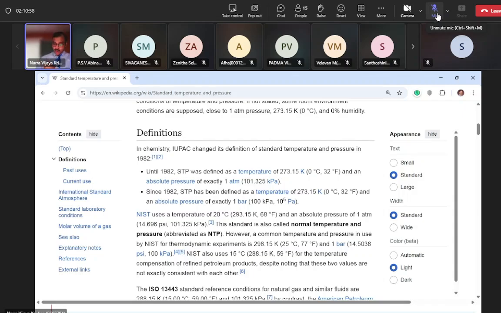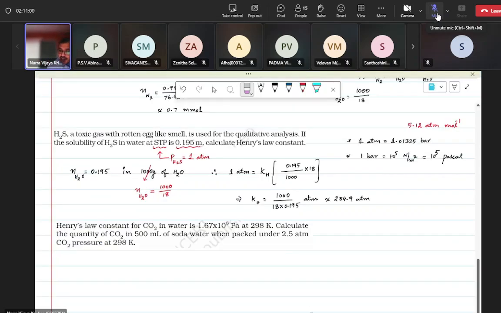So at STP, instead of 1 atmosphere, I have to take 1 bar. If I substitute 1 bar, then what are my units? 284.9 bar. What is this in atmosphere? 1 atmosphere means this many bar.